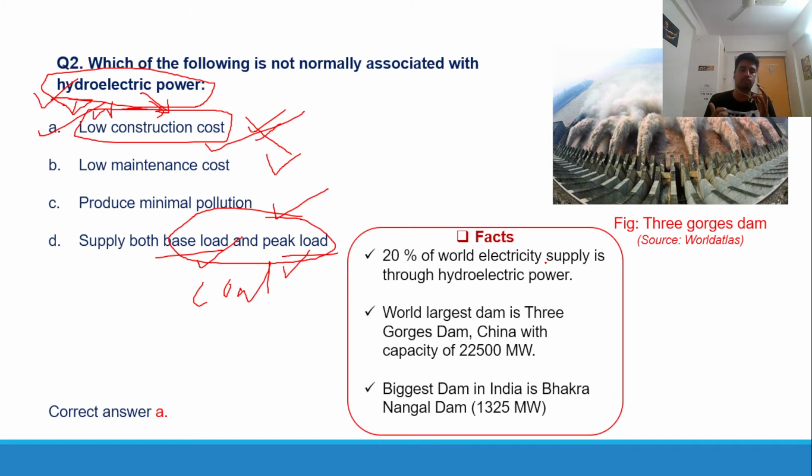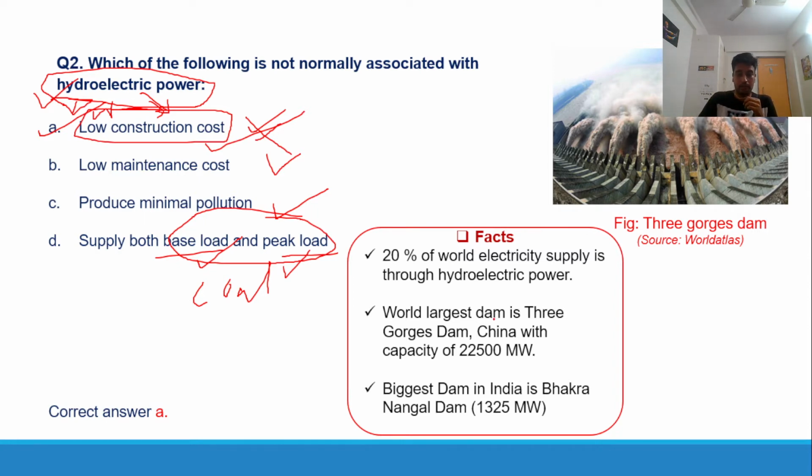That's a very huge number. So if the world is producing something around 2 terawatts of electricity, then 20% is 400 gigawatts. That's a very huge number. You can search for how much electricity the total world produces. I just gave a figure of 2 terawatts, and don't take it as absolute data.